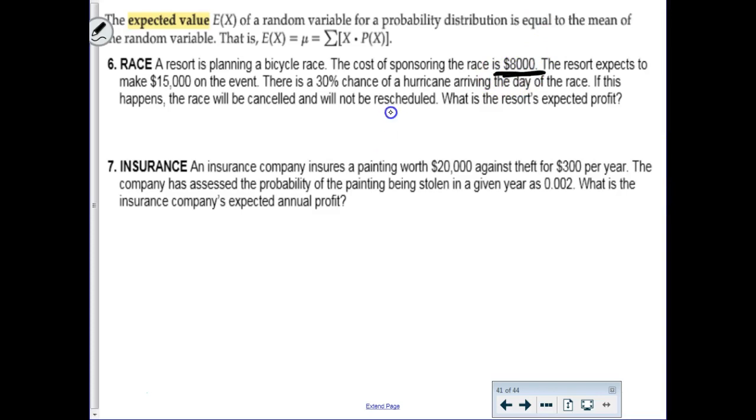So there's 2 outcomes, right? It's either there's going to be a hurricane and they cancel the race, or the race goes on. So let's talk about the optimistic one. Let's pretend there's no hurricane. What is the probability that there is no hurricane? 70%.